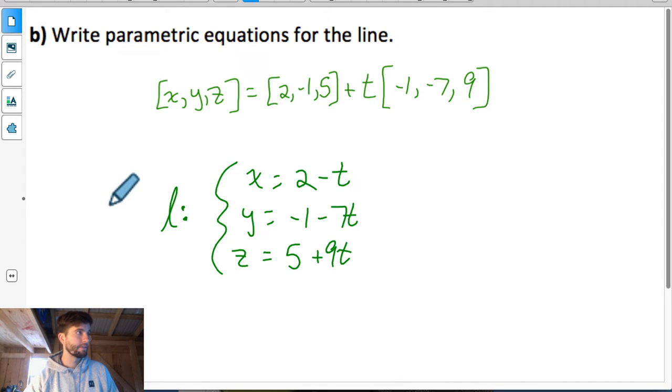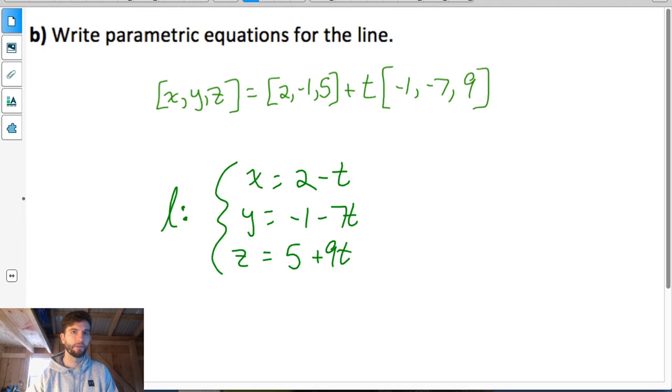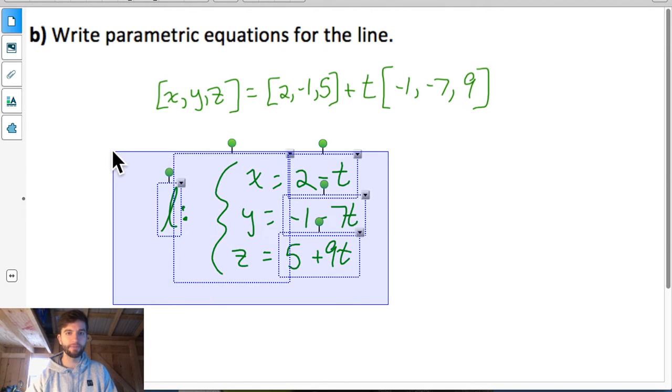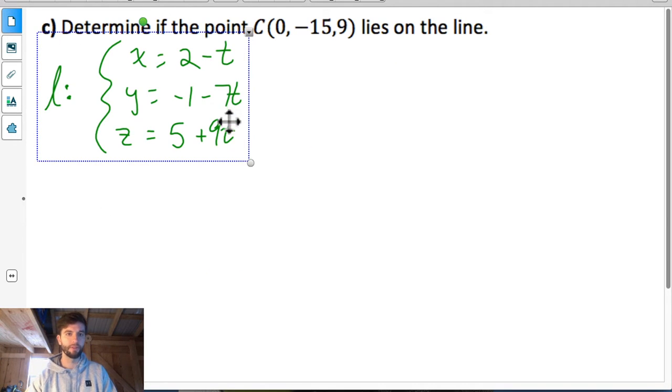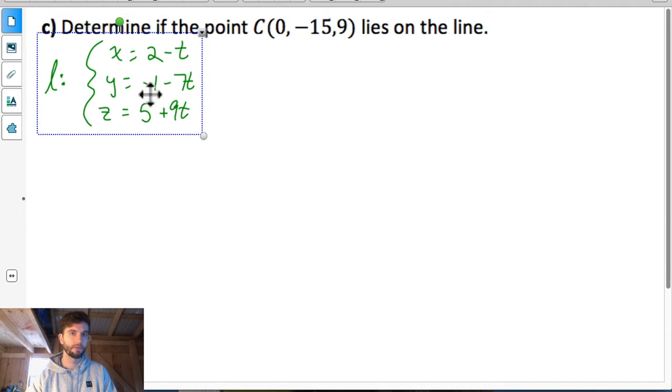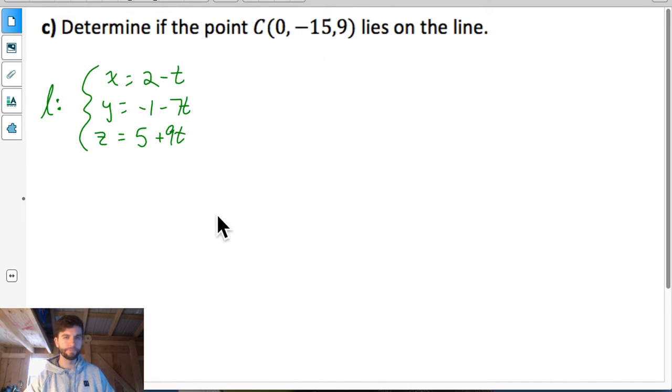All right. Part C wants us to check if this point 0, negative 15, 9, is on the line. So in order to check if it's on the line, we have to use the parametric equations. So let me just copy and paste this over. And we're going to check and see if that point is on the line. If this point is on the line, there should be a single value of t that I could sub into these equations that would get me to that point.